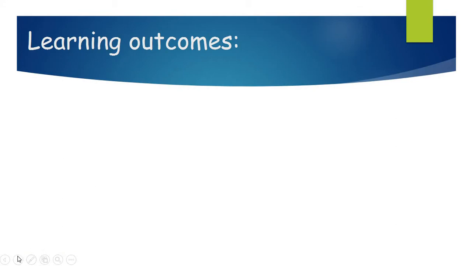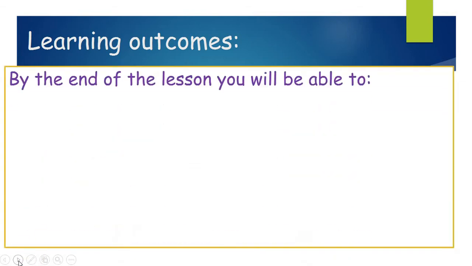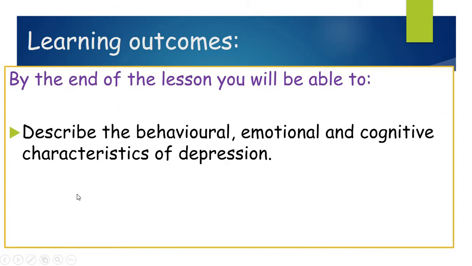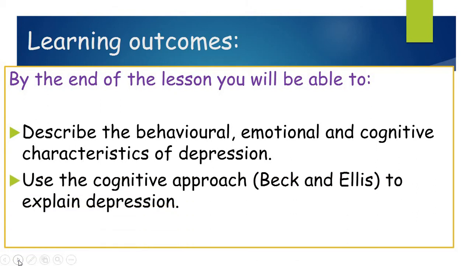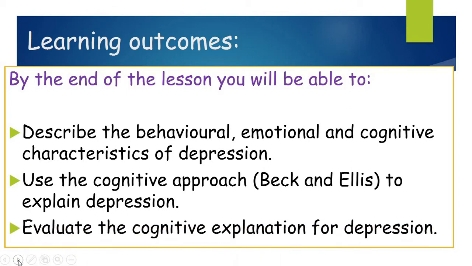In terms of what we need to be able to cover and understand for this part of the course, we need to be able to describe the behavioural, emotional and cognitive characteristics of depression, which is what you did last week. It'd be good to discuss that this week in our tutorial on Friday. We need to use the cognitive approach, specifically Beck's and Ellis's theories, to explain depression, and then we're going to evaluate that. We'll be evaluating the validity of these explanations next week.